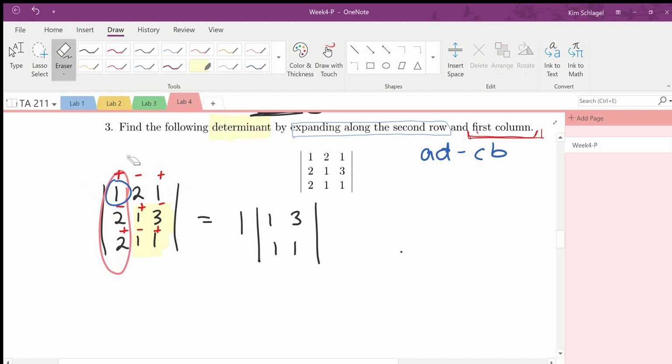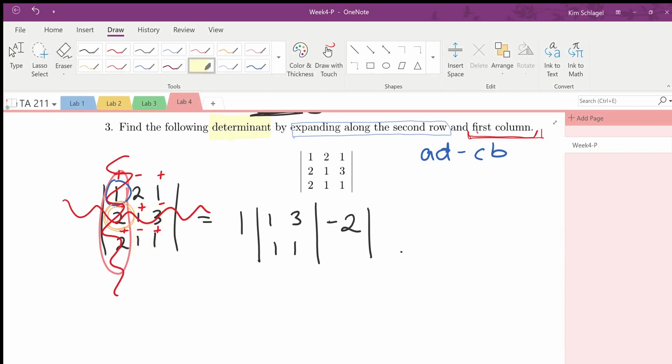And then we move on to our next entry. Our next entry here is this guy, and we see that it's negative, so we add the negative 2. Same sort of thing: we cross out the column and the row that guy is in and see what's left over. These guys are left over, they're not crossed out. So we get 2, 1, 1, 1.